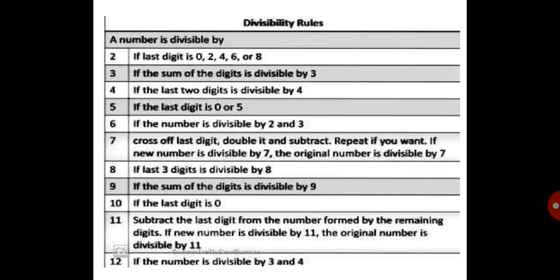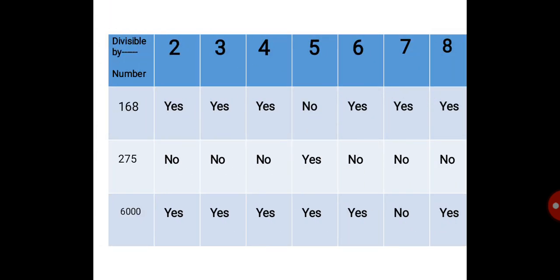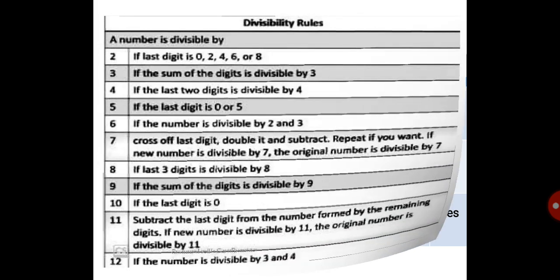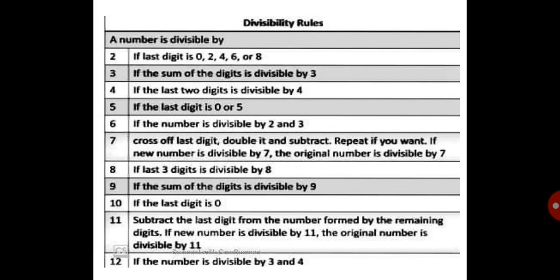So let's see. First one is divisibility by 2. If the last digit is even, that is 0, 2, 4, 6, 8, example 24. That is, 4 is divisible by 2. Means here I have taken 4, the last digit, and it is divisible by 2. This implies that 24 is also divisible by 2. Now divisibility by 3.